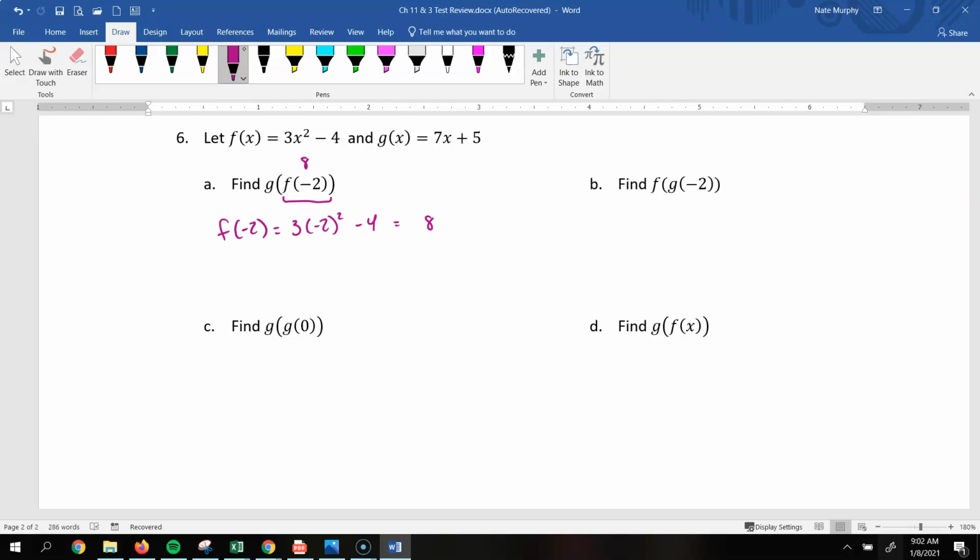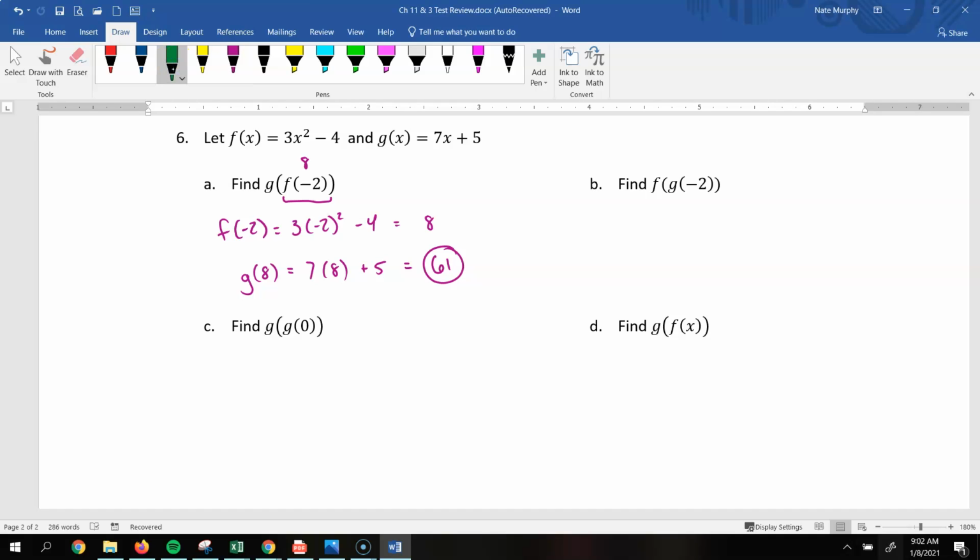So now we're going to take 8 and put that inside of function g. Function g is to take 7 times our input, which is 8, plus 5. And 7 times 8 is 56. 56 plus 5 is 61. So your final answer is 61. Let's look at Part B.